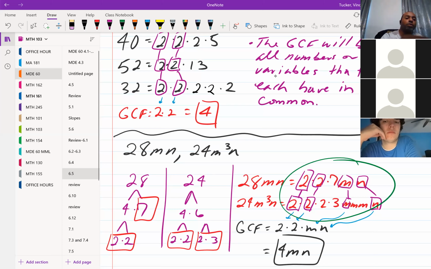28mn is 2 times 2 times 7 times n times n. And then 24m cubed n is 2 times 2 times 2 times 3, and then you have 3 m's, so that's m, and then 1 n. Then from there, you say, what do they have in common? So you notice we have two 2s, 1 m, and 1 n that they have in common. So 2 times 2 would be 4mn.